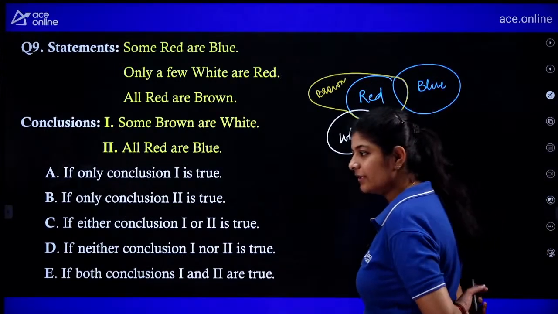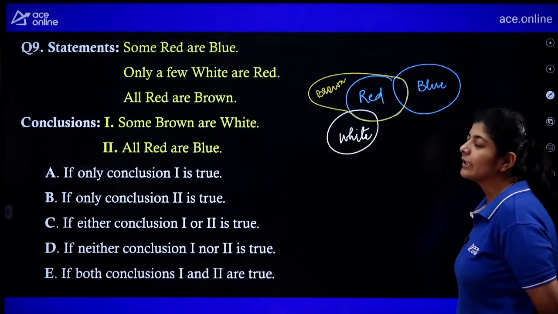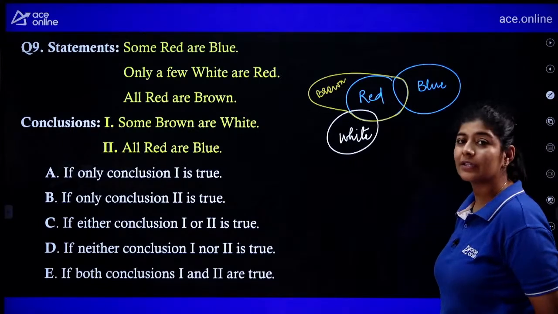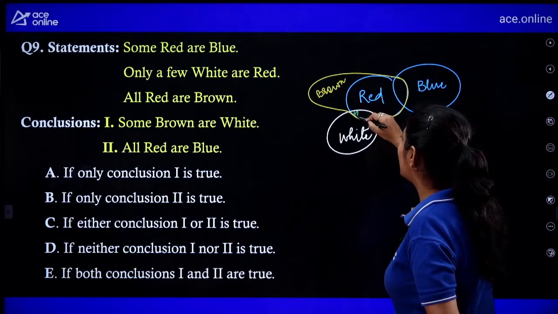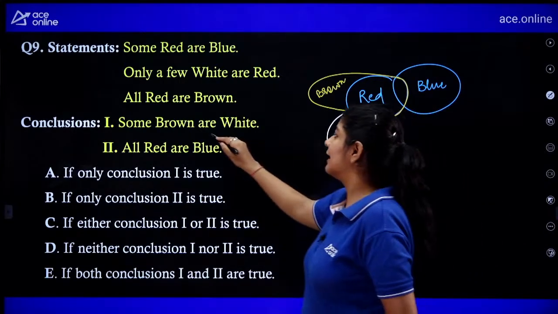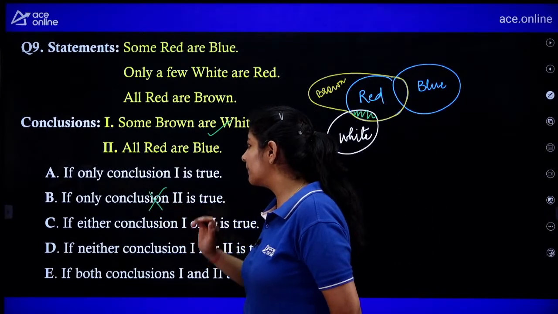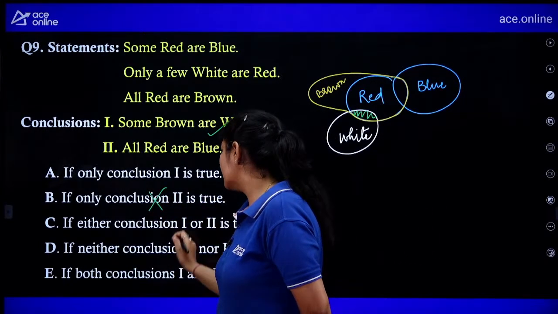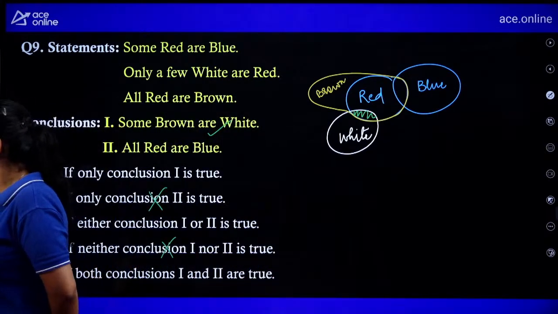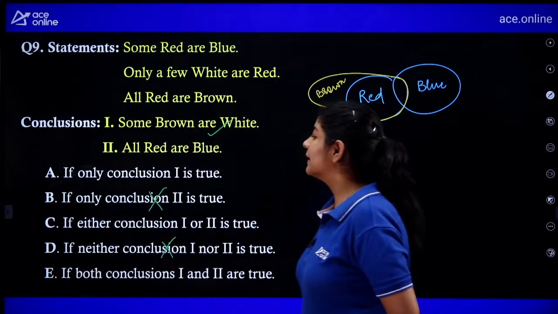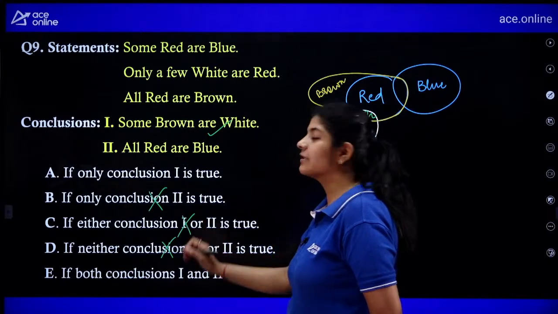Let's see, Ragla, whether you got the correct answer or not, right? So I can draw my basic diagram like this. Now I have to check my conclusions. First, some brown are white. Yes, we do have a common part, so we can say that this one is correct. If this one is correct, we can easily eliminate option number B and option number D, right? Now, if we talk about option number C, do we have the common entities? No. So we can eliminate this option as well, right?